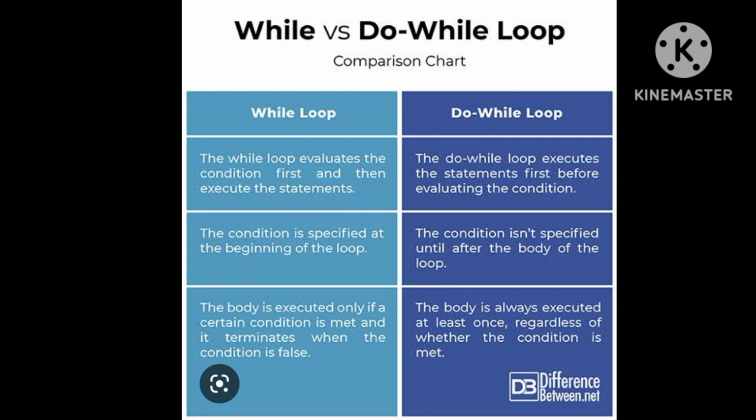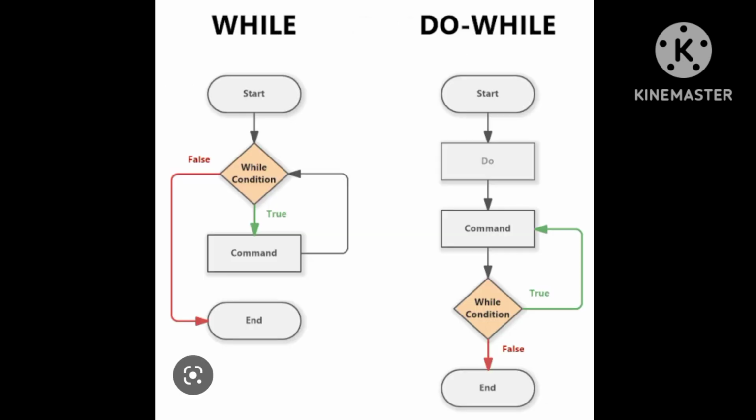In the while loop, the body is executed only if a certain condition is met, and it terminates when the condition is false. In the do while loop, the body is always executed at least once, regardless of whether the condition is met. This is the difference between while loop and do while loop. This is the flowchart for while loop and do while loop. So, these are the differences between while loop and do while loop.